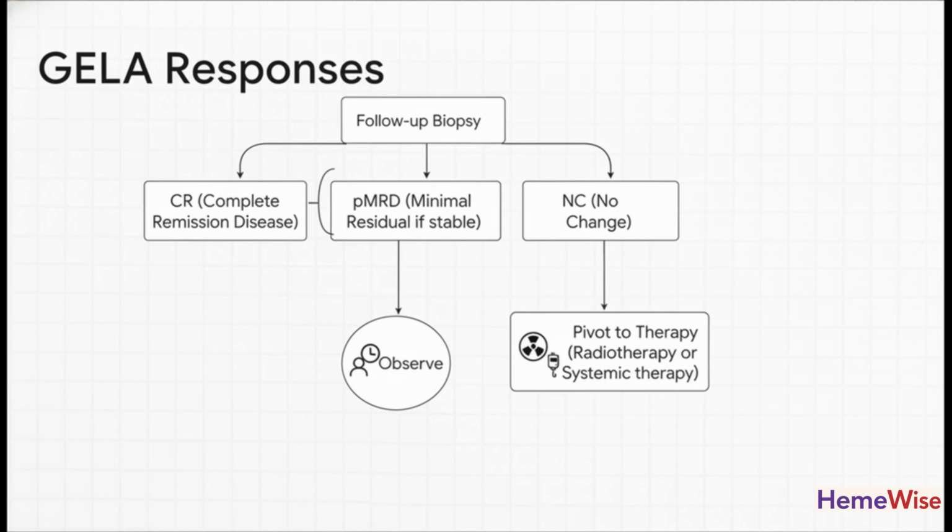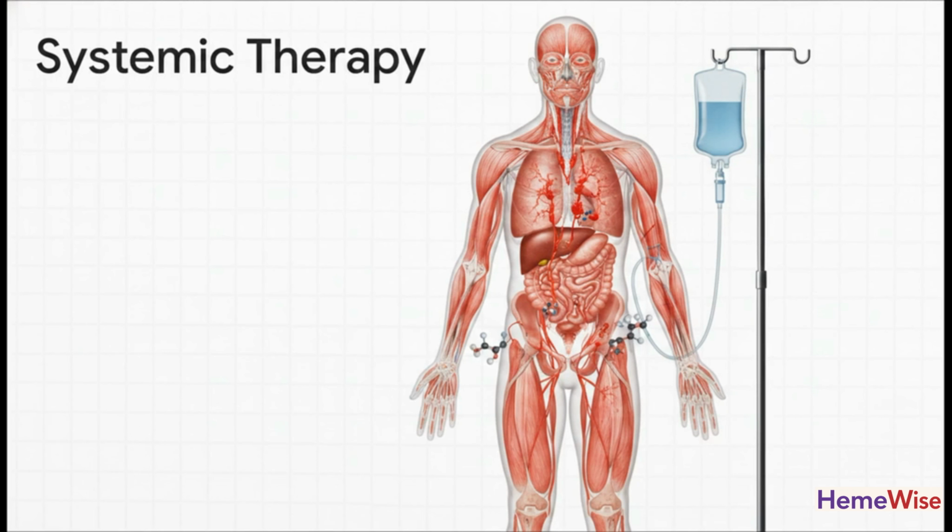However, if there is no change, meaning you still see a dense, persistent infiltrate with no meaningful stromal regression, then we have to pivot. For localized disease that fails antibiotics, involved site radiotherapy is highly effective. But what happens when the disease is more advanced? For disease that is disseminated, multifocal, or presents with a high tumor burden and cytopenias, local therapies just won't cut it. Systemic therapy becomes the preferred pathway. Rituximab, which is often combined with chemotherapy agents like bendamustine, is a major systemic option here.